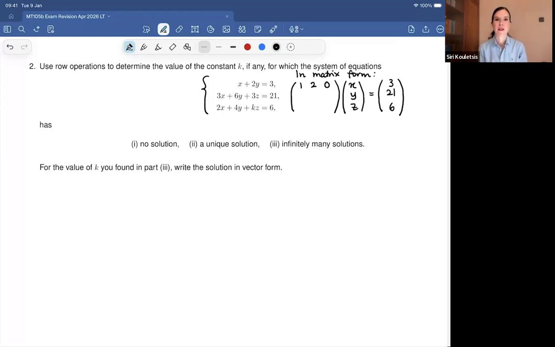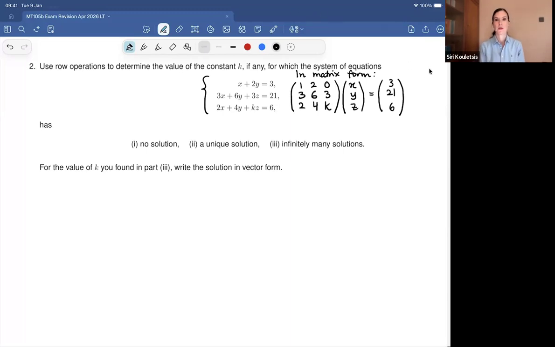Just take the coefficients of x, y, and z here in row 1 and put them as row 1 in the matrix. And then the right-hand side 3, there is the first entry of our vector b. Now, similarly then, the second row is 3, 6, 3, and then we have 21 on the right-hand side, and then we get 2, 4. And here comes this k here as the third entry of the third row.